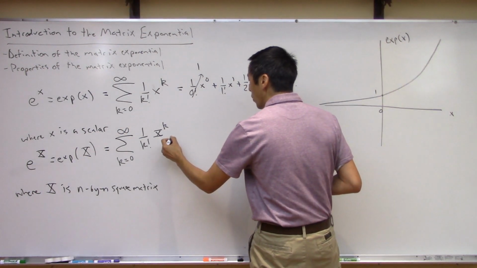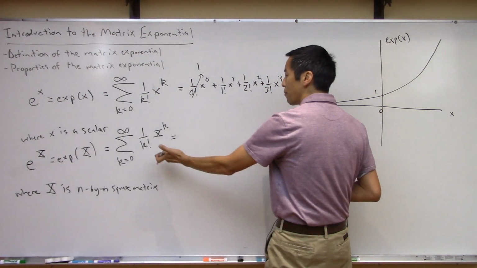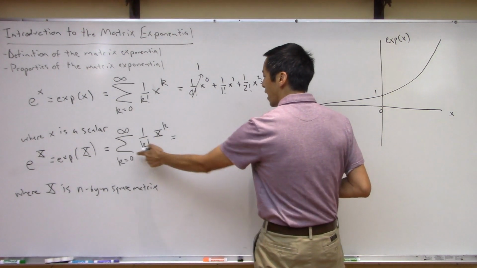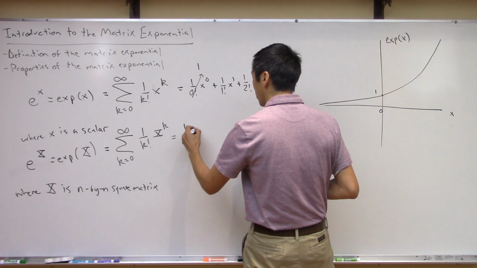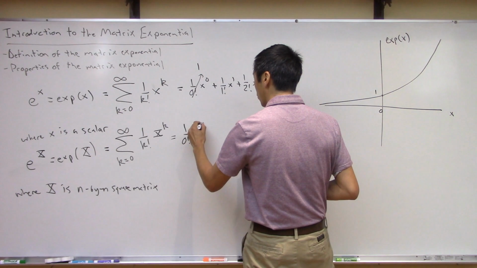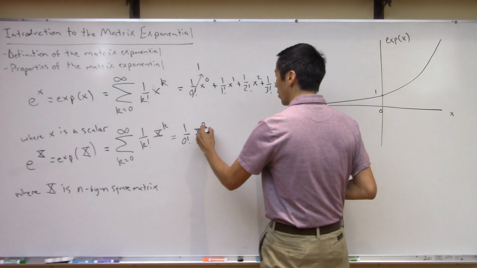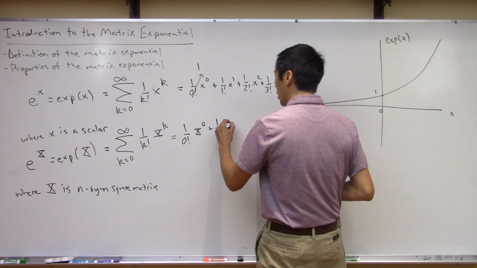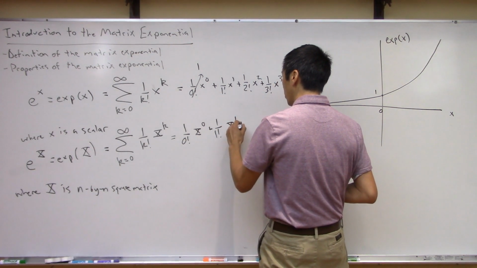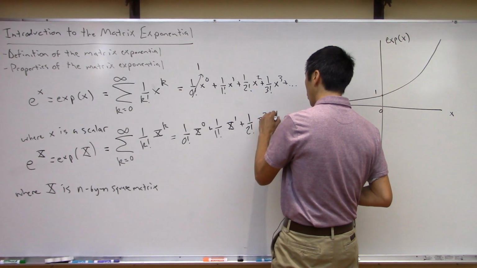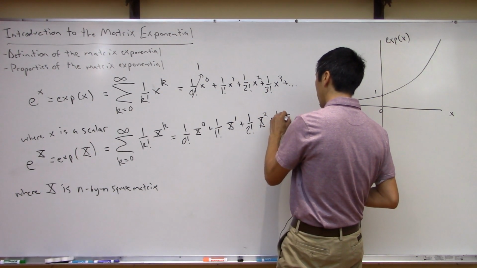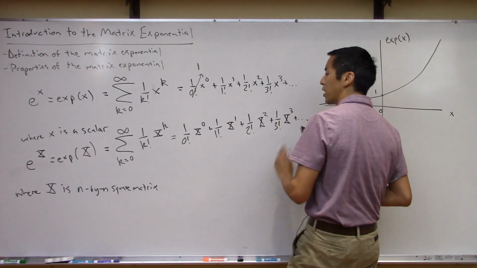So now we can do the exact same thing for the matrix version. The k equals 0 term is 1 over 0 factorial times the matrix X raised to the power of 0, plus 1 over 1 factorial matrix X to the 1 power, plus 1 over 2 factorial matrix X to the 2nd power, plus 1 over 3 factorial matrix X to the 3rd power, plus and so on.